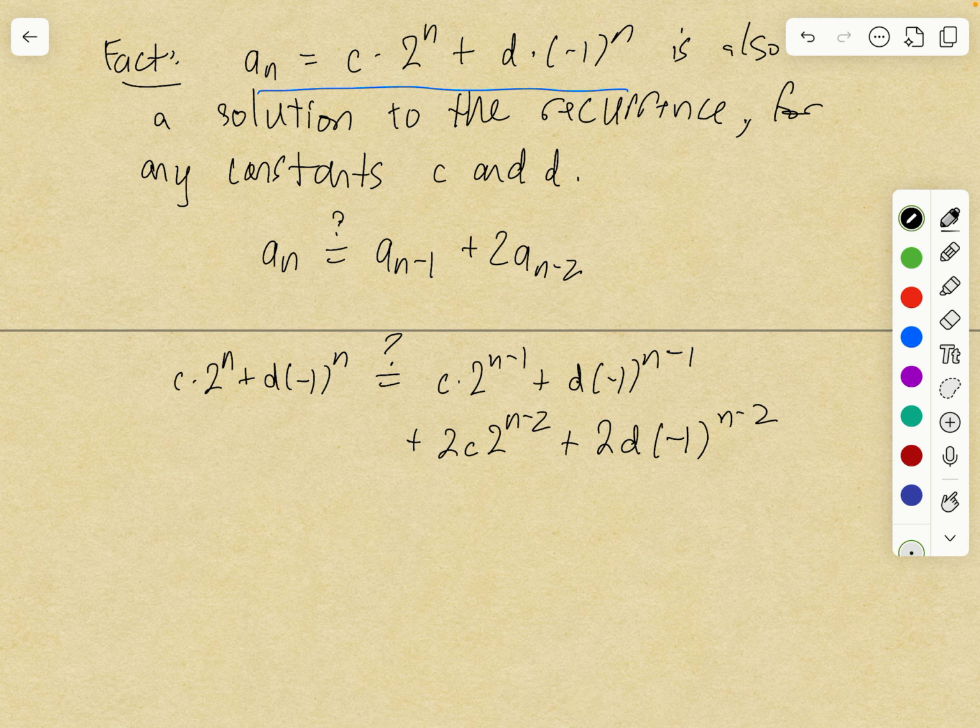Are these the same? Apparently they are.